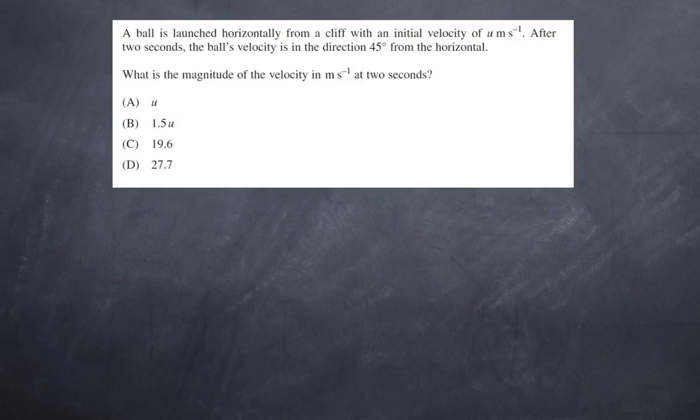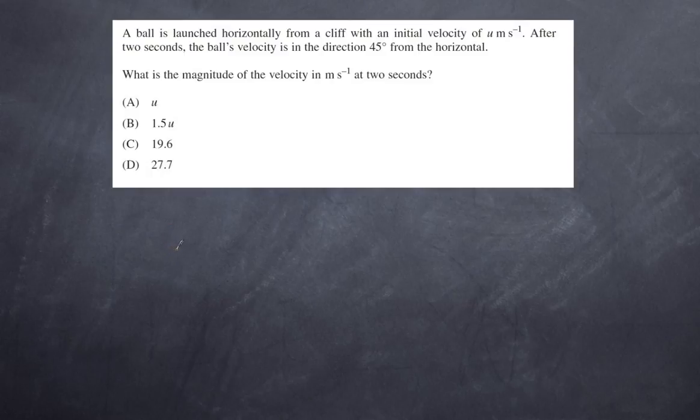For my final question, the most challenging of all the projectile motion questions in this video, we have another question involving some calculations, and I'll give you a moment to work this out. A ball is launched horizontally from a cliff with an initial velocity u meters per second. After 2 seconds, the ball's velocity is in the direction of 45 degrees from the horizontal. What is the magnitude of the velocity in meters per second at 2 seconds? Pause.